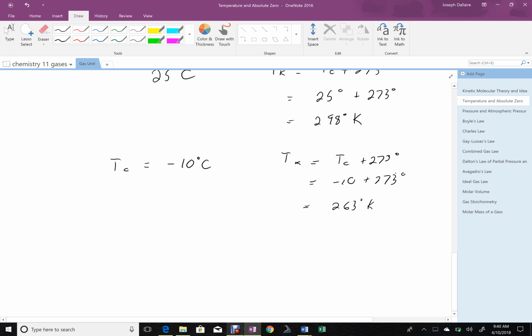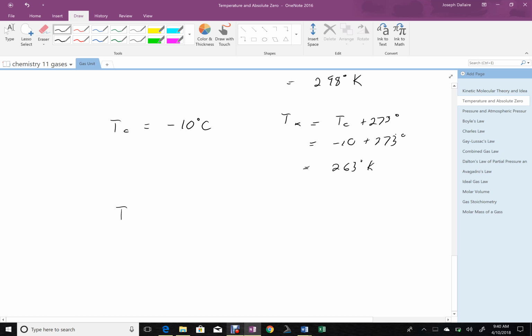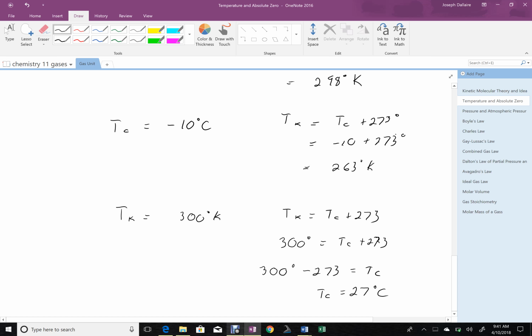I guess quickly, just to be complete here, what if we had a temperature in Kelvin of, say, 300 degrees Kelvin? What would that work out to be in Celsius? So our temperature in Kelvin is equal to our temperature in Celsius plus 273. So 300 degrees is equal to the temperature in Celsius plus 273. And so if I move this over, it becomes minus 273. And so that would work out to be 27 degrees Celsius.